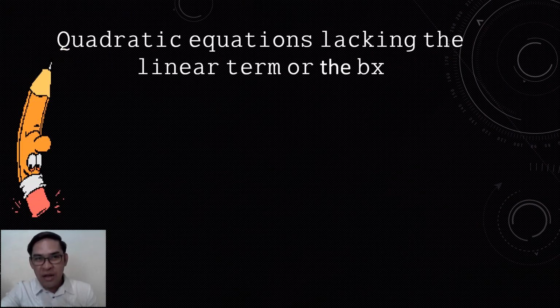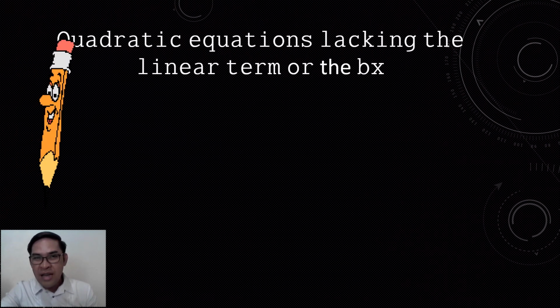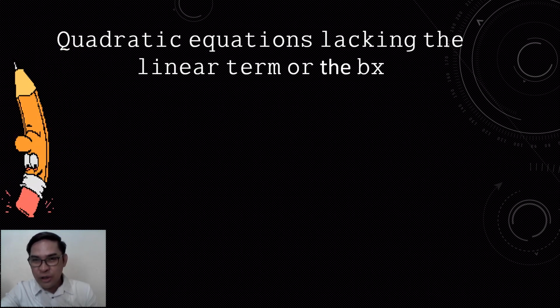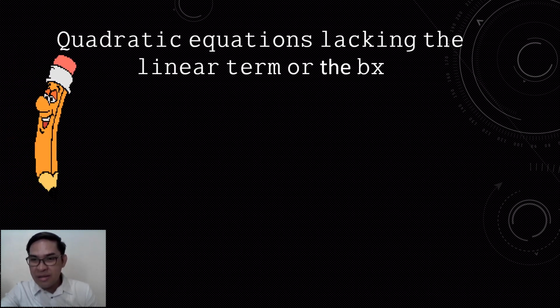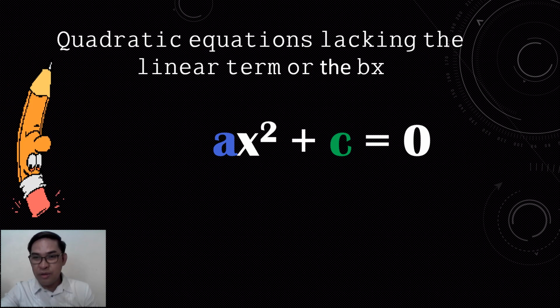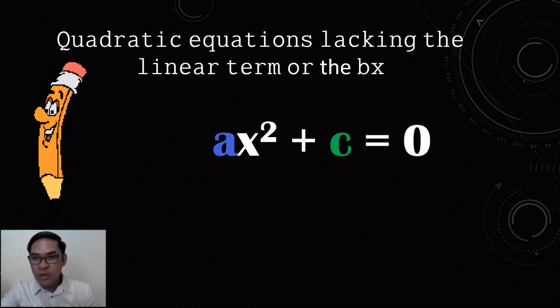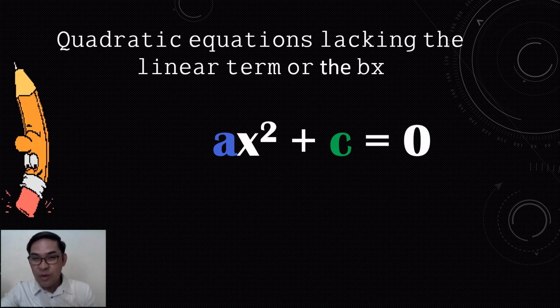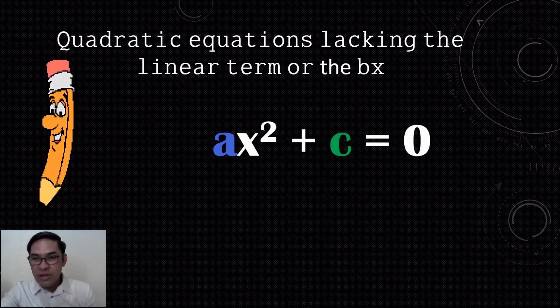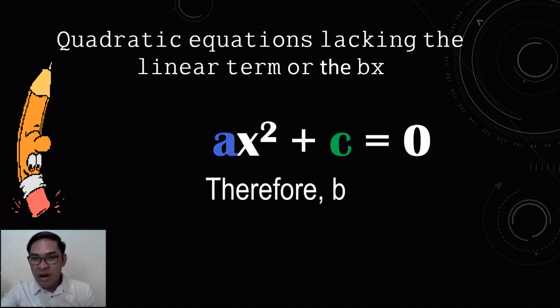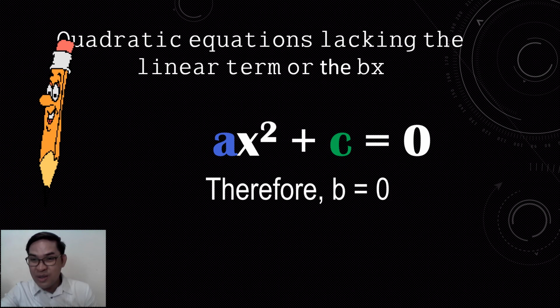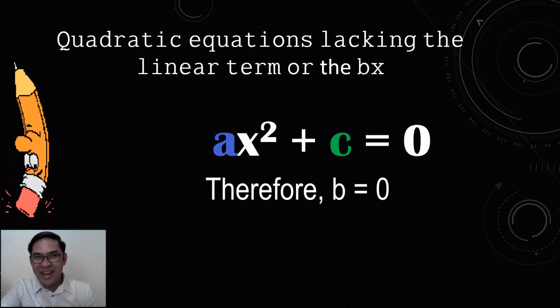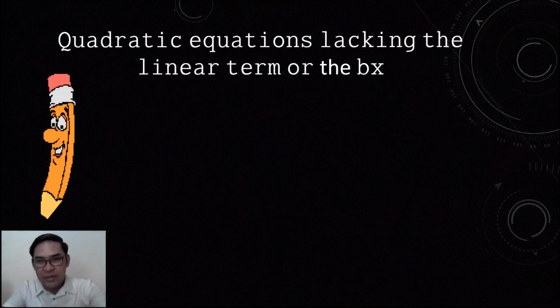So how about a quadratic equation lacking the linear term, or the bx? The equation looks like this: ax squared plus c is equal to 0. Therefore, b here is equal to 0.